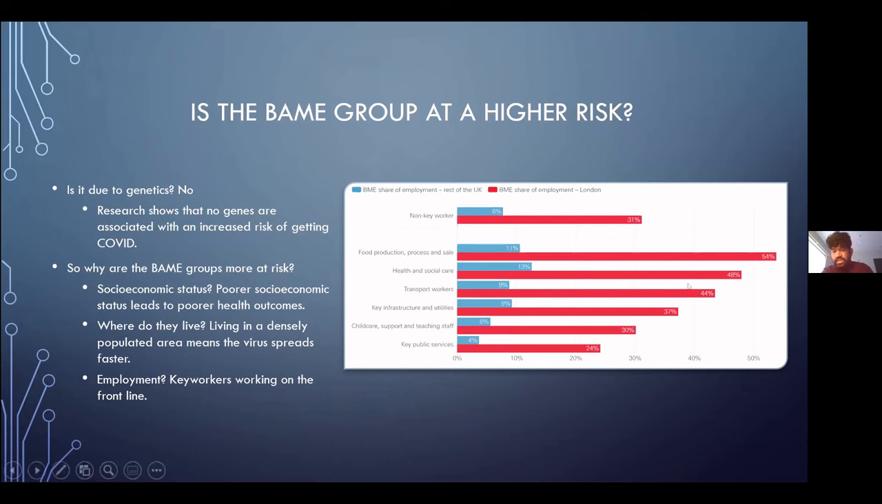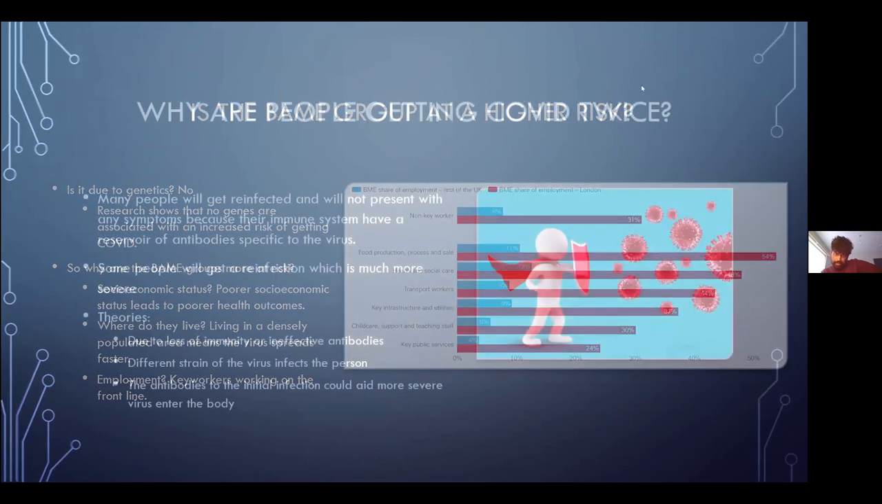And as we can see here, the diagram shows the red is showing the population of BME in London. As you can see in the food production section, 54% are of that group, and key public services and transport workers, a lot of them are from this community. So they're more likely to be exposed.